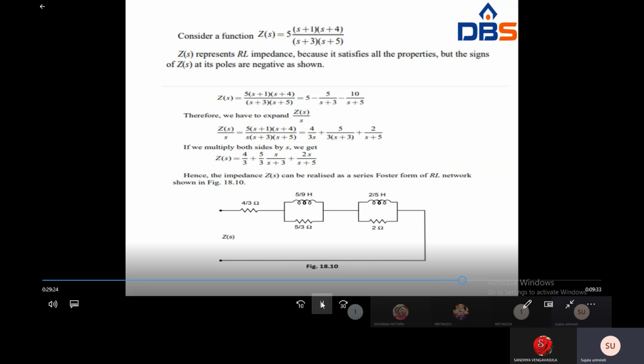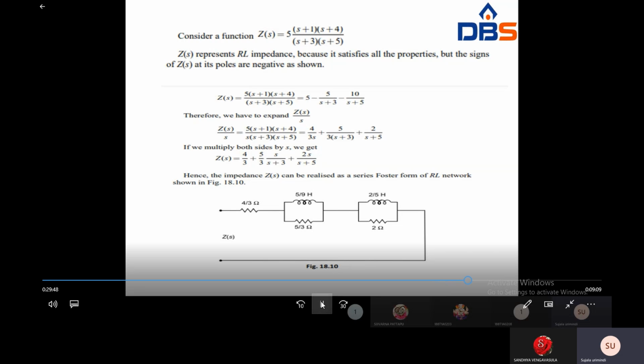A by S plus B by S plus 3 plus C by S plus 4. So for A, first put S equal to 0 in this fraction, then S equal to minus 3, then S equal to minus 5. Then you get the partial fraction equations. So these are the terms coming from the partial fractions.